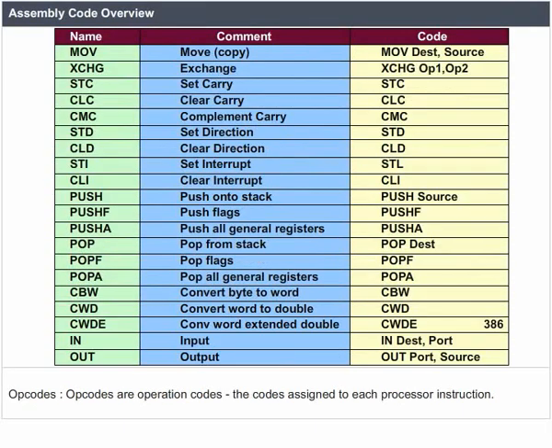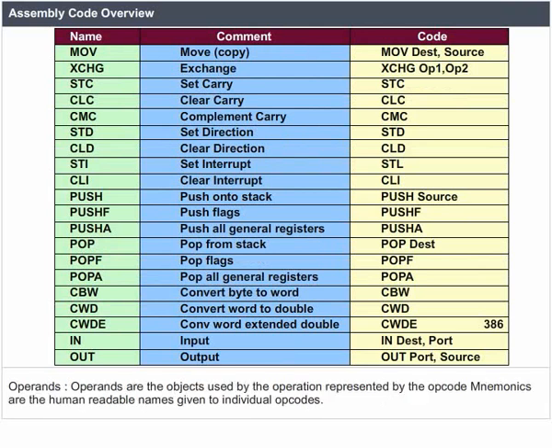Assembly code overview. Opcodes: opcodes are operation codes, the codes assigned to each processor instruction. Operands: operands are the objects used by the operation represented by the opcode. Mnemonics are the human-readable names given to individual opcodes.